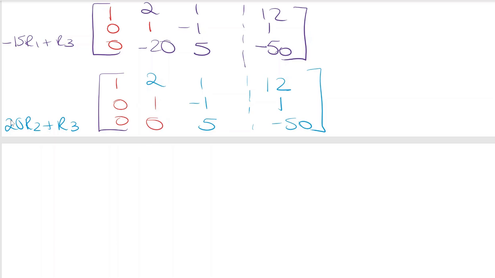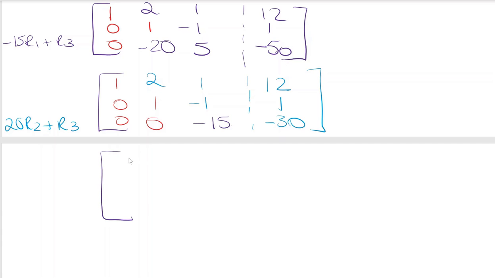Then the next column, 20 times minus 1 is minus 20. Minus 20 plus 5 is minus 15. 20 times 1 is 20. 20 plus minus 50 is minus 30. So change that to minus 30. And here is our new matrix. So now we need to look at doing it again. So this is minus 15. So we need to change this minus 15.